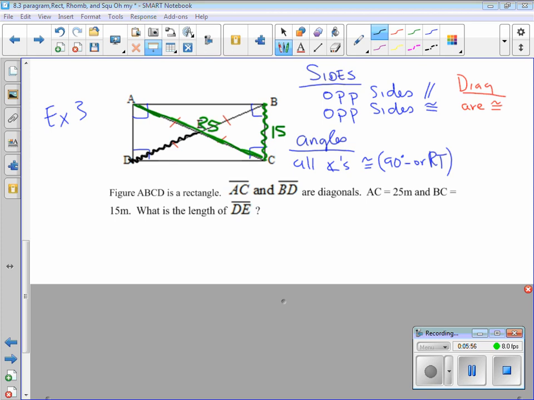Now that I've gone through my list over here, I remember the diagonals are congruent. So AC is 25. That means DB is 25. They're asking me, what is that segment DE? Well, since it's a parallelogram, the diagonals bisect each other. So half of 25 is going to be 12.5. Okay? Make sure you ask a question in class if you're not sure how that came about.